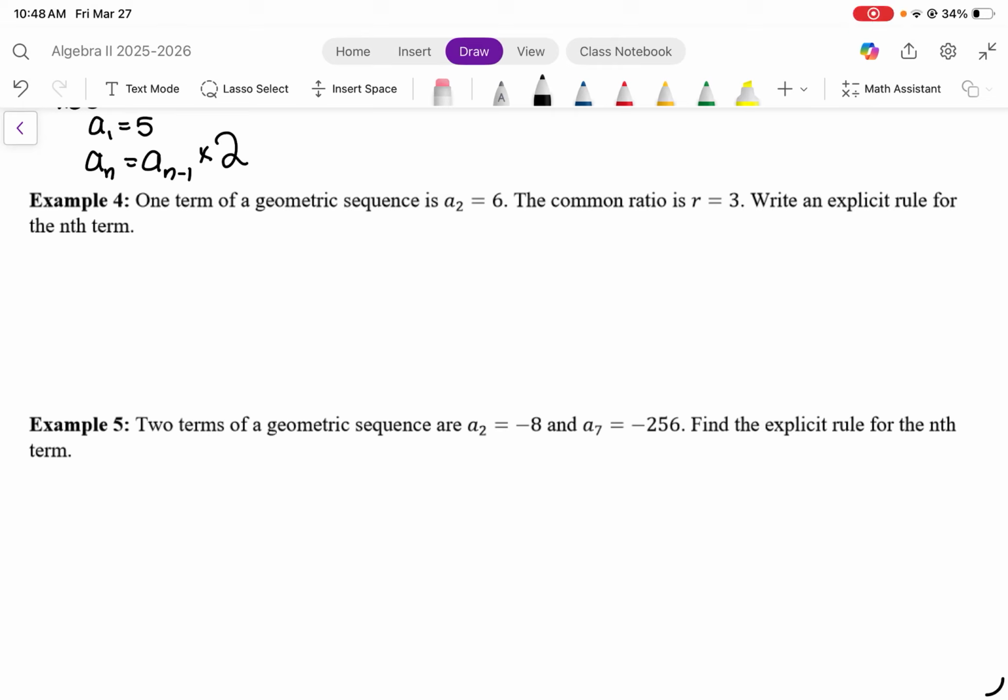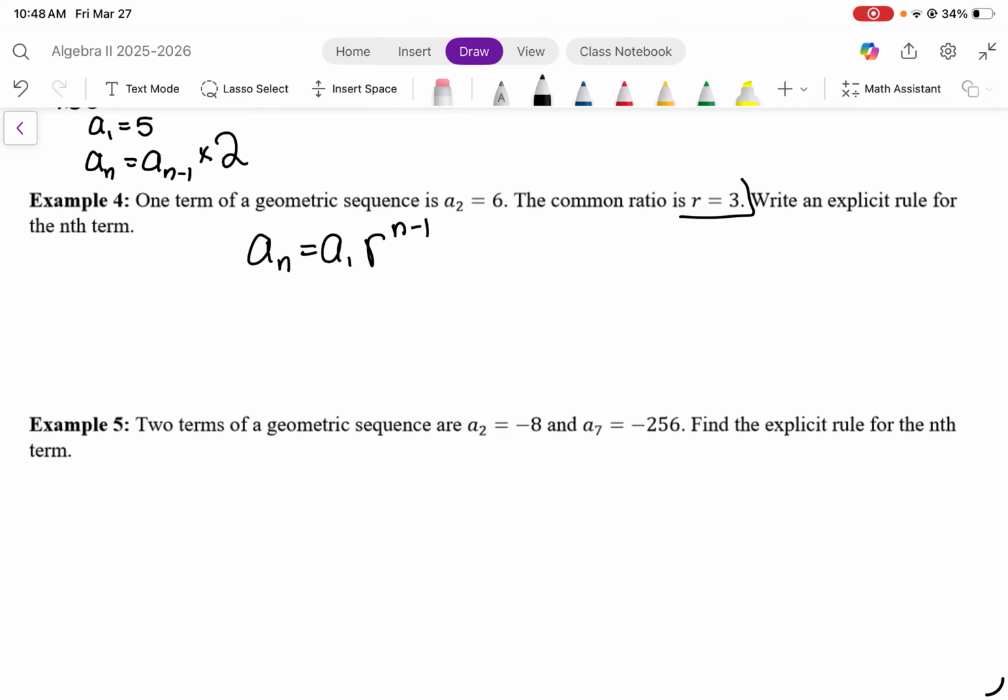All right, example 4 says one term of a geometric sequence is a sub 2 equals 6. The common ratio is r equals 3. Write an explicit rule for the nth term. So this one's not asking for the recursive, just the explicit. That setup does not change when it's geometric. So I need to know what my first term is, my rate is, and then I can write a rule.